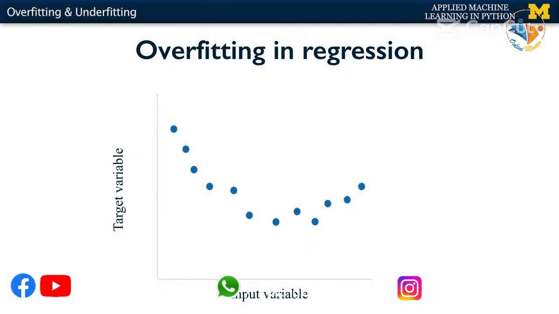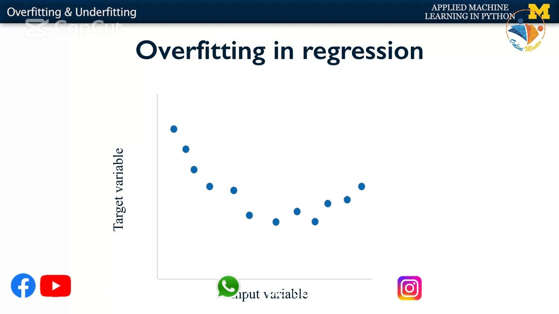The first example that we'll look at for overfitting involves regression. In this chart, on the x-axis, we have a single input variable that might be, for example, the size of a piece of property, and we have a target variable on the y-axis. For example, this might be the market selling price of a house that sits on that piece of property. So in regression, we're looking to find the relationship between the input variable and the target variable.